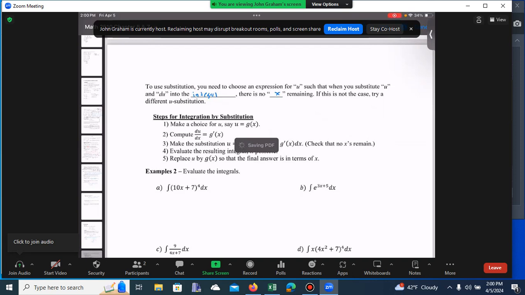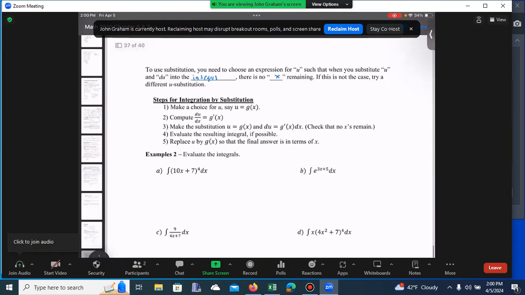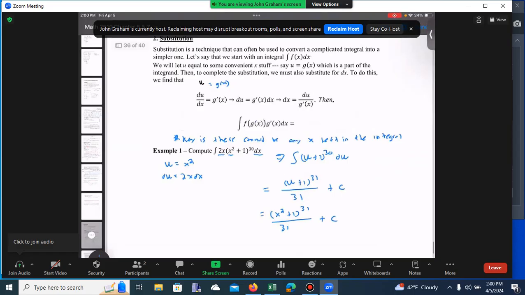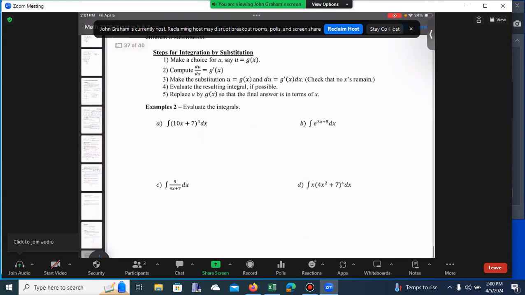Alright, so we'll start with the integral of (10x + 7) to the 4th. One of the things is knowing that something's a constant. When you take a derivative, it's 0. You don't really worry about the constants. And so for the earlier example, we let u be x squared. We didn't have to really worry about the 1, but letting u be x squared plus 1 would not have hurt us either. And actually, that may have even been a little easier.